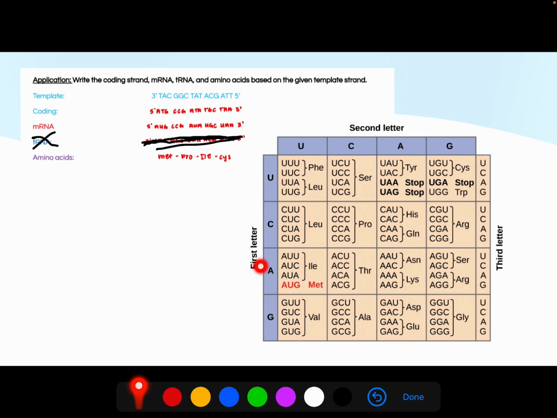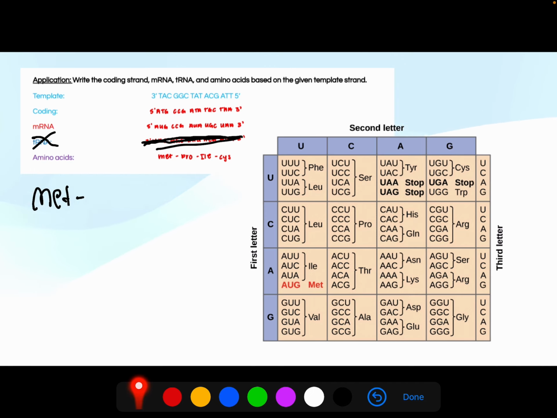I go over here where it says first letter and I find A. Then I go up here where it says second letter and I look for U. That means we're going to be in this box, the AU box. Finally, I find the third letter of G, which corresponds to methionine, and that's what we would expect, right? It's always going to be the first one. We can use this and continue on.